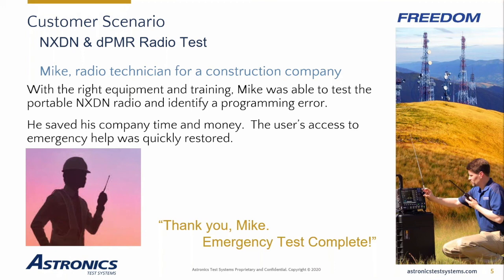Using his Freedom R8100 analyzer, he tested the NXDN signal being transmitted by the radio on the emergency channel. He discovered that the radio's programming was not correct because the RAN code for the channel had been inadvertently mistyped. He was able to reprogram the radio and get the user back online in a matter of minutes. He was pleased that his test equipment could provide insight on the digital performance of the radio. Without this capability, Mike would have spent a lot of time testing the radio's hardware and finally driving to the site to identify the source of the problem.